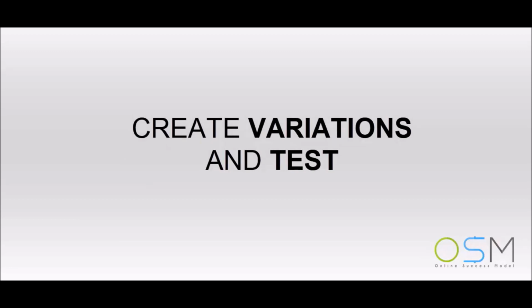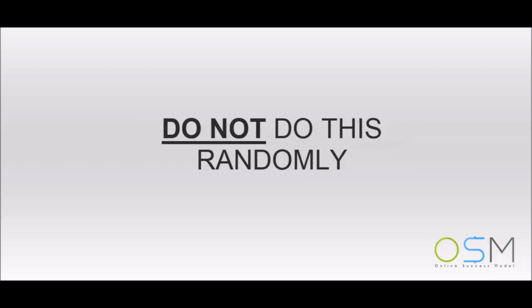Now that you've come up with your own version of the standard model, create variations of it and then run low budget tests. Do not do this randomly. Do not do this based on your feelings or impulses. Instead, you have to follow certain rules on how to create variations. Otherwise, you just won't know what part of the ad accounts for its greater success. I've seen this happen multiple times. In fact, I've committed this mistake myself.